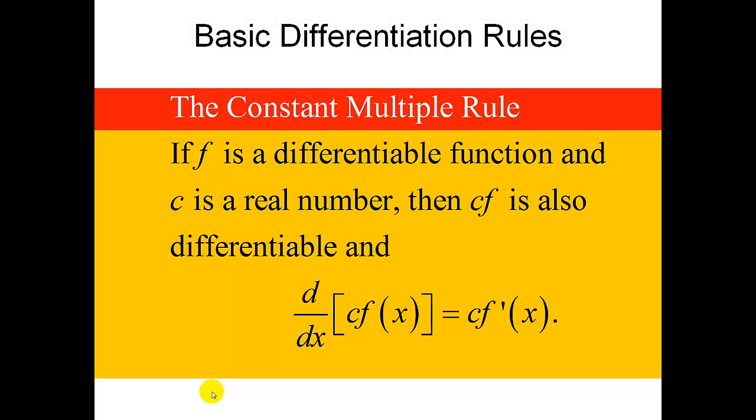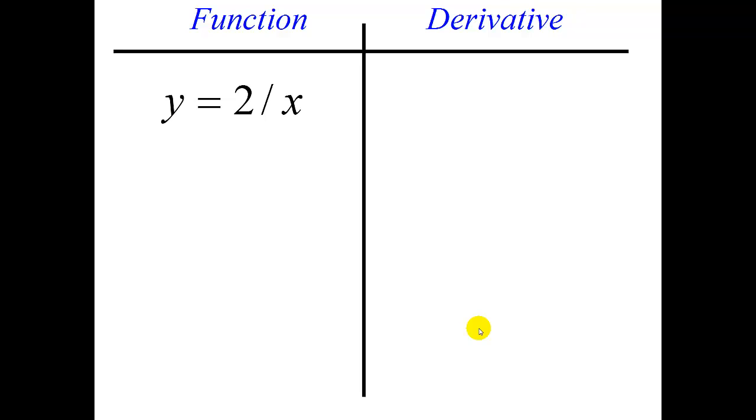The next rule we're going to look at is called the constant multiple rule. If we have a differentiable function f of x, and we multiply it by some constant, c, that's a real number, then c times f of x is also differentiable, and its derivative is given by c times the derivative of f of x.